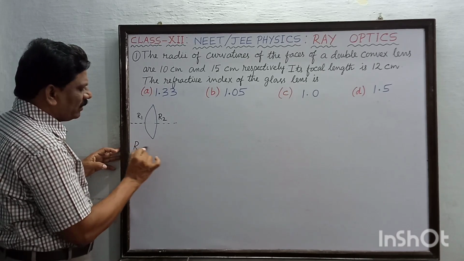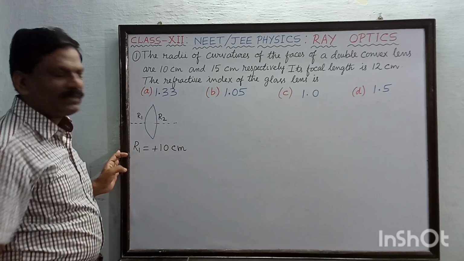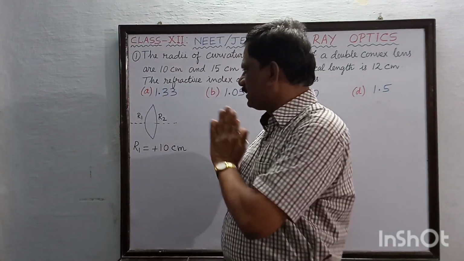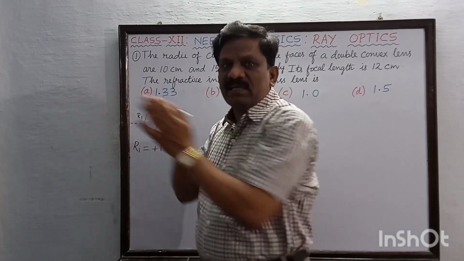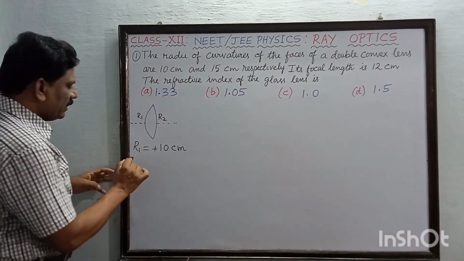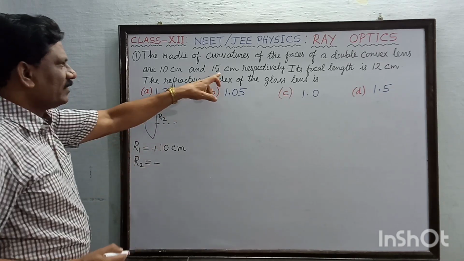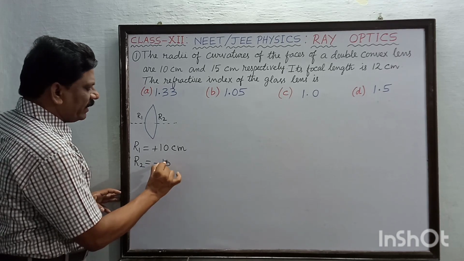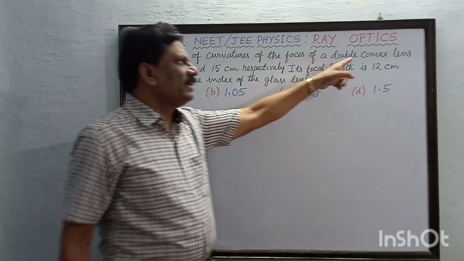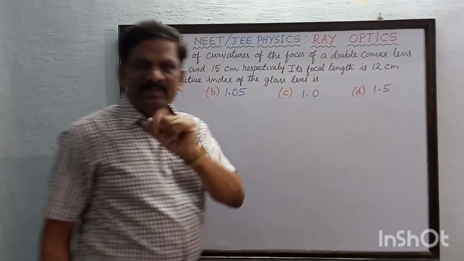So what are the given values? First, R1 is equal to plus 10 cm. Then when you want to measure R2, you are proceeding in a direction from right to left, that is in a direction opposite to that of the light. So the radius of curvature R2 is minus. It is given as 15 cm, so minus 15 cm.